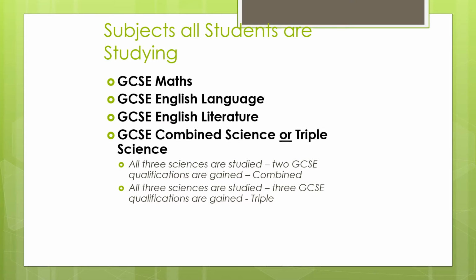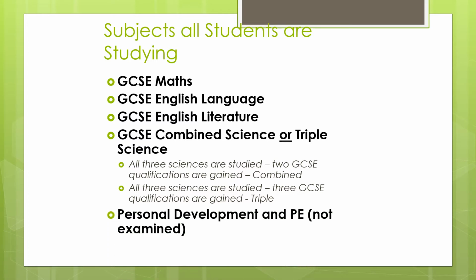because when studying GCSE Triple Science, the students are exposed to the sciences to a greater level of depth than what they are when studying Combined Science. Students are also expected to study personal development and PE, though these are not examined.